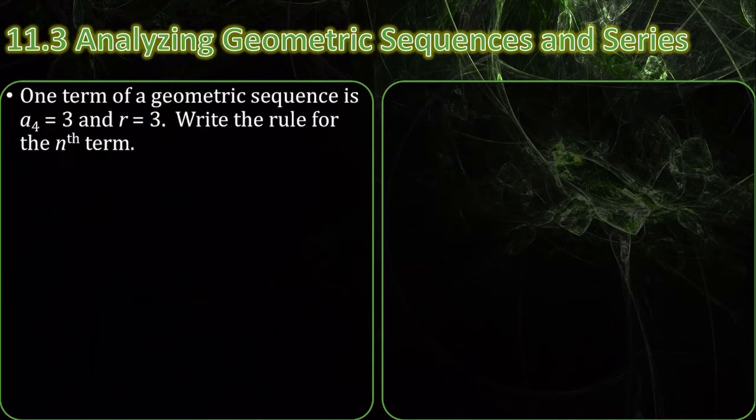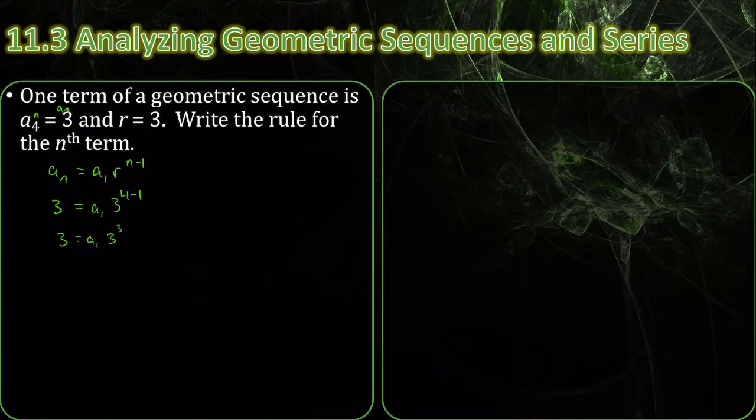One term of a geometric sequence is a_4 is 3 and r is 3. Write a rule for the nth term. Well, cool. The nth term is a_n equals a_1 r to the n minus 1. I don't know a_1 though. But I do know that when n is 4, a_n is 3. So I can fill that in. r is 3. n is 4.